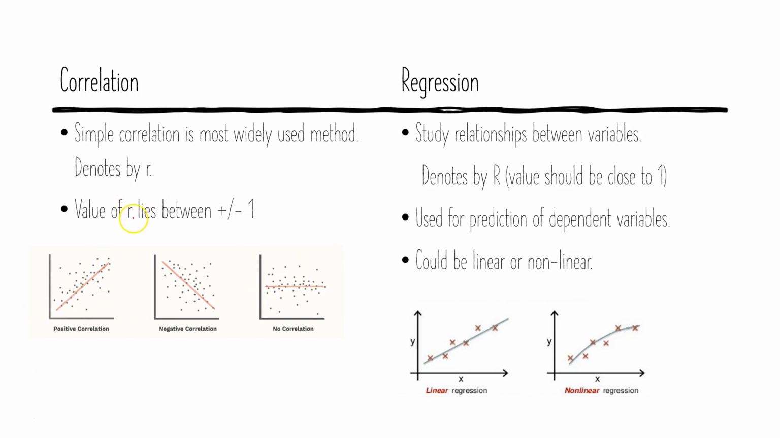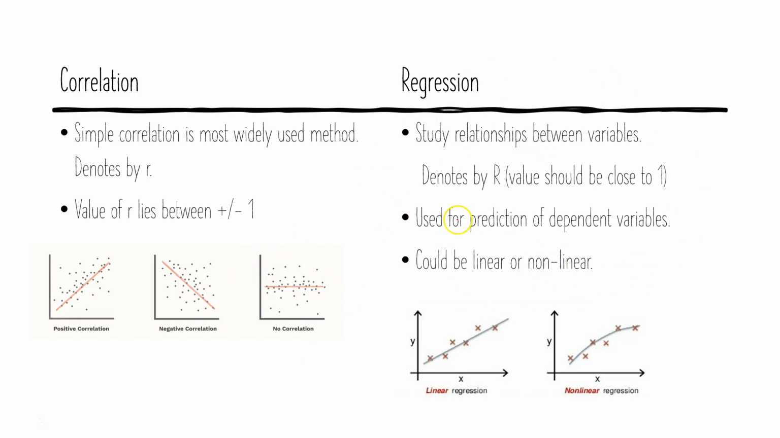So the value of R in this case, which is the way we denote correlation, is going to lie between plus and minus 1. Plus 1 means that they are perfectly correlated, positively. Minus 1 is where it is a perfect negative correlation, and 0 being there's no correlation.